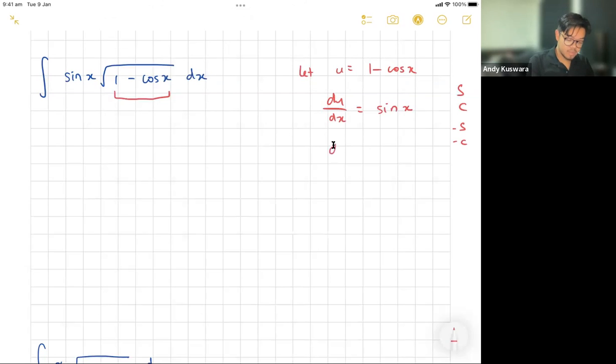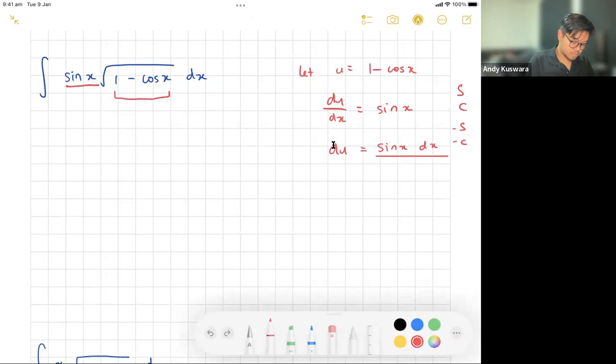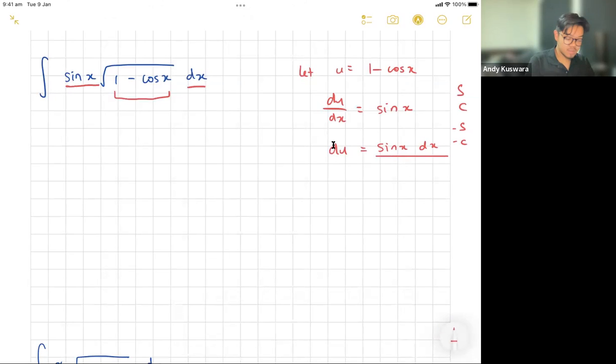So that means du is going to be the same thing as sine x dx, just multiplying the dx over. As you can see, sine x dx is in the integral, so I can replace those with du. In other words, I'm just going to integrate u to the power of a half, because it's in a square root. And instead of writing sine x dx, I'm going to replace that with du. This is going to make our life a little bit easier.